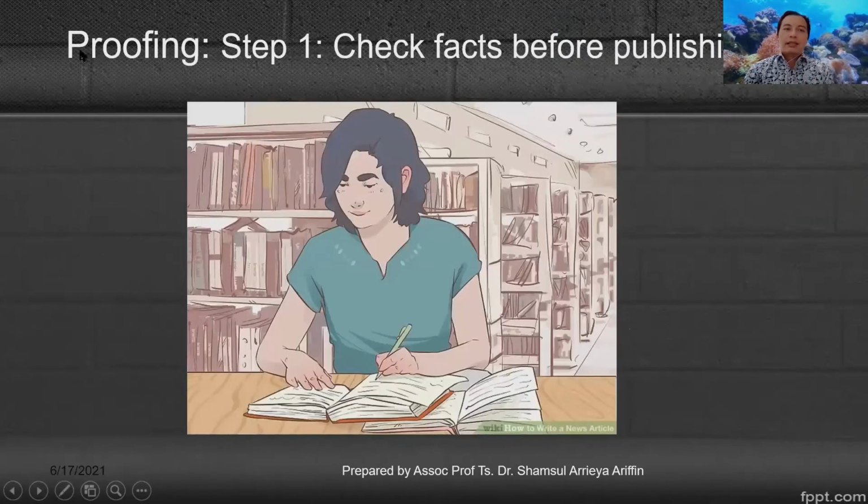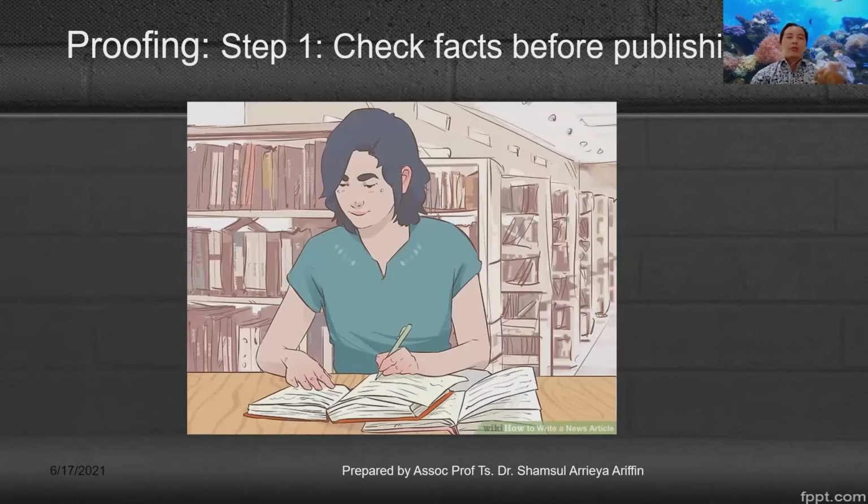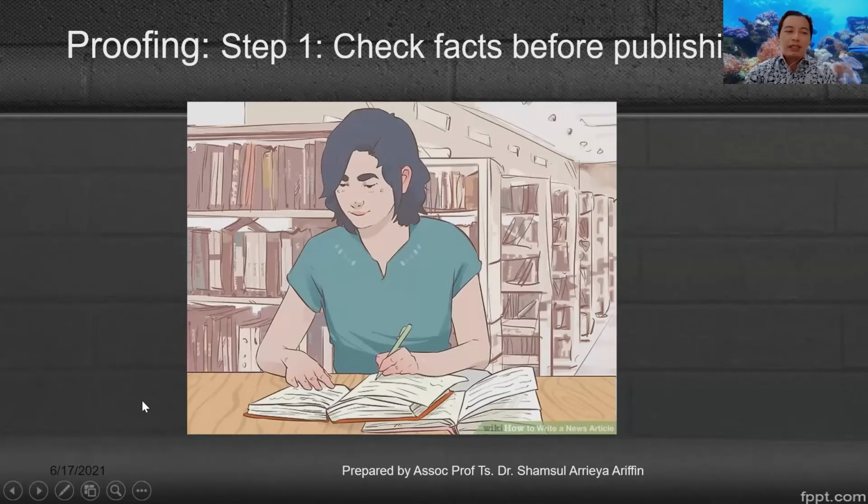Okay, this is the third component of writing articles, which is proofing. Step one, check facts before publishing. It's important to check the facts. It means you need to know at least the sources that you have read and also write. So you check the facts before you publish, whether the facts, as I mentioned just now, are false facts or reliable facts.